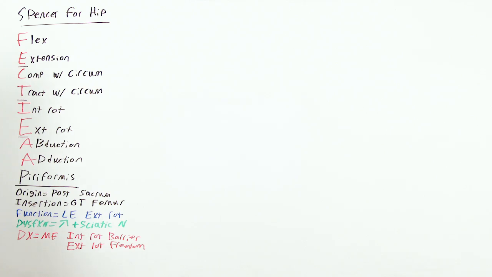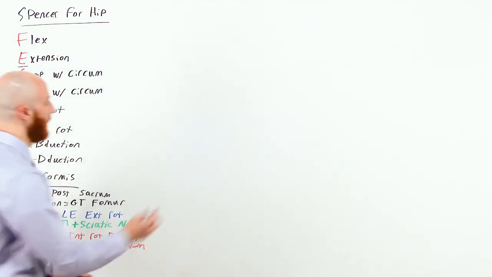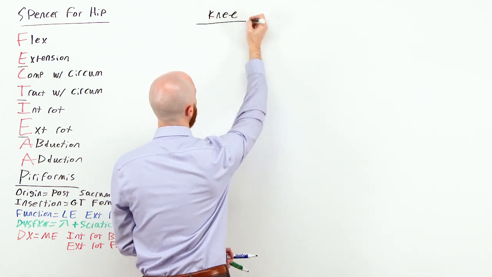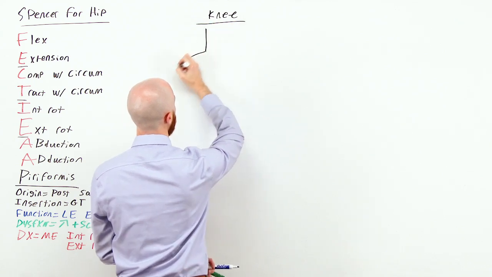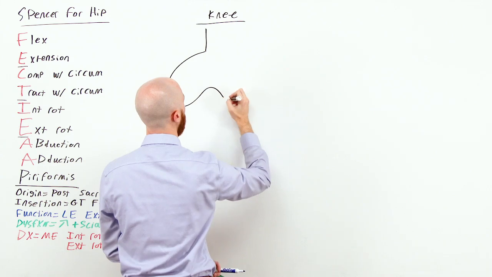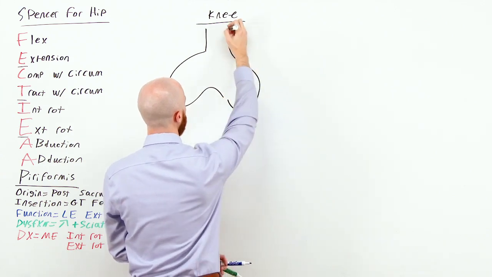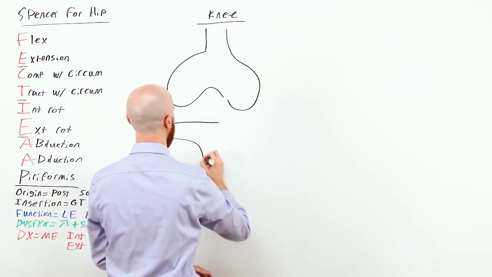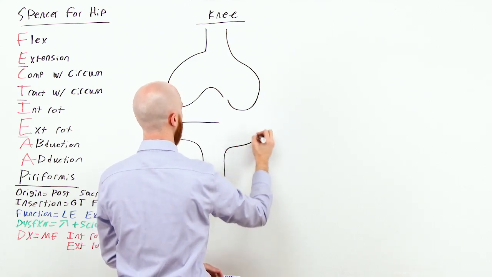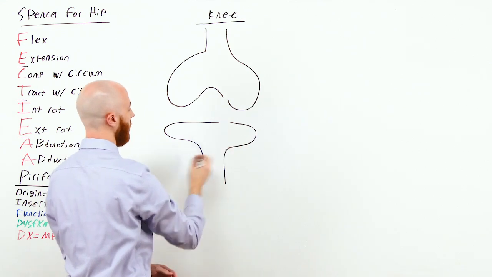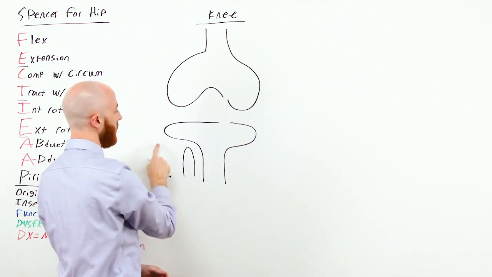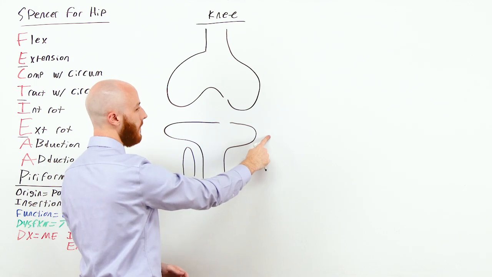So we're going to leave piriformis behind and we're going to begin to talk about some of the ligaments of the knee. And to do that, we're going to draw a picture. So this is going to be your femur. And this is going to represent your tibia. Your fibula will be on this side to show you that this is lateral and this is medial.